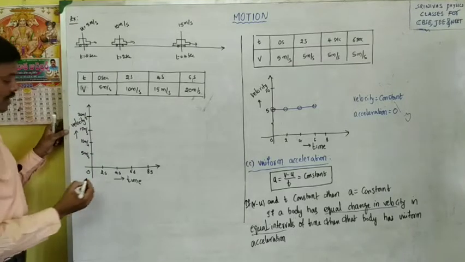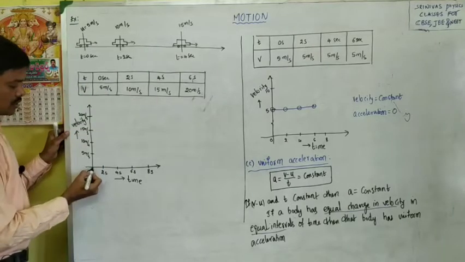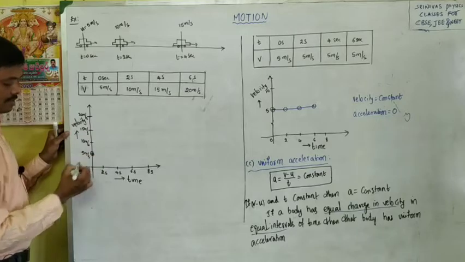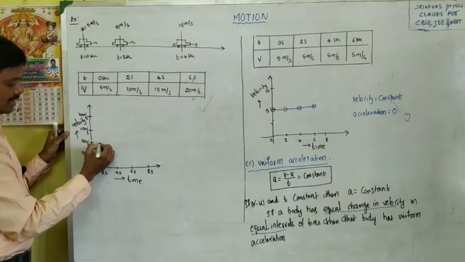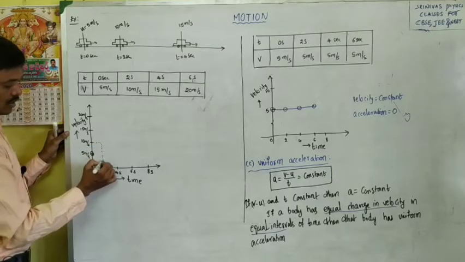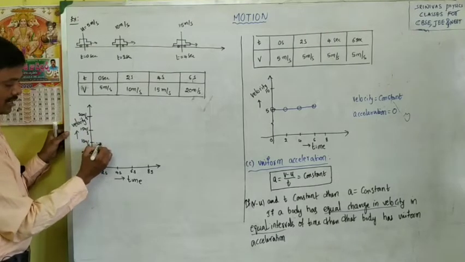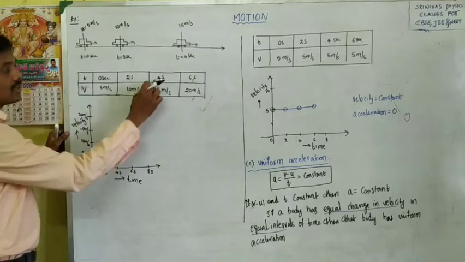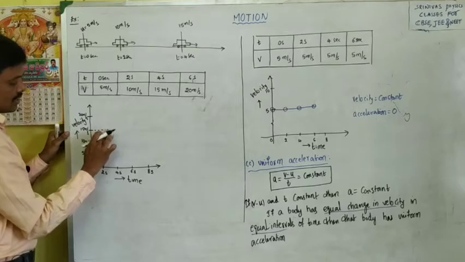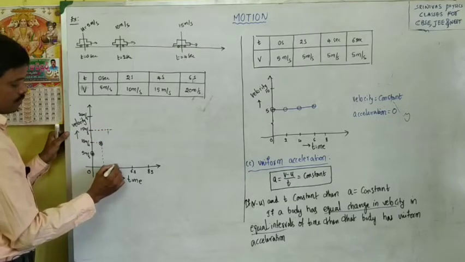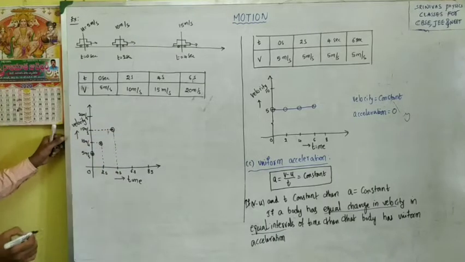Now what graph will you get? First 0 comma 5, time 0, velocity 5. This is the case. Next 2 comma 10: 2 is this one, 10 is this one, we will get it like this. x is 2, y is 10. This is the point where they intersect. And next 4 comma 15. Look here, we will get it like this. This is 4, and this is 15. Like this we will get.